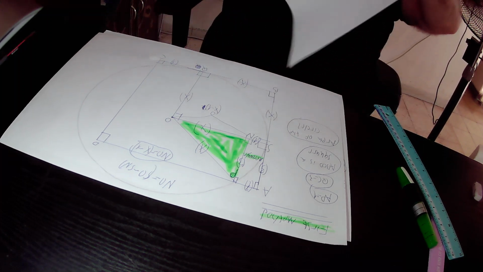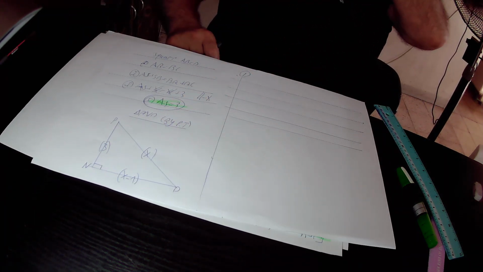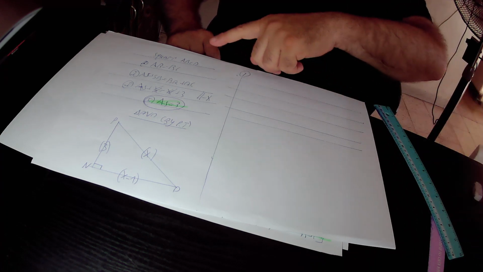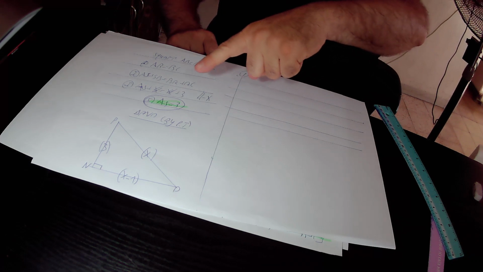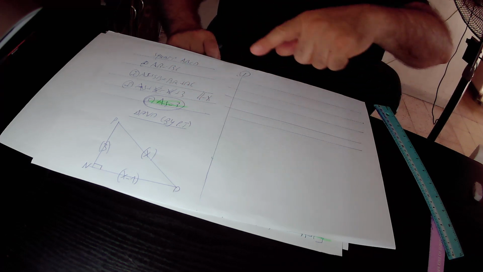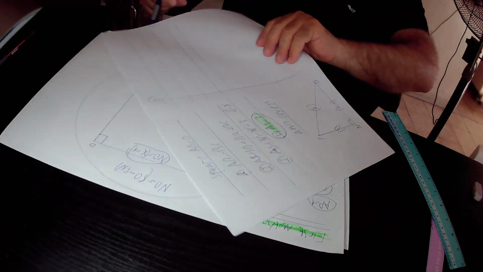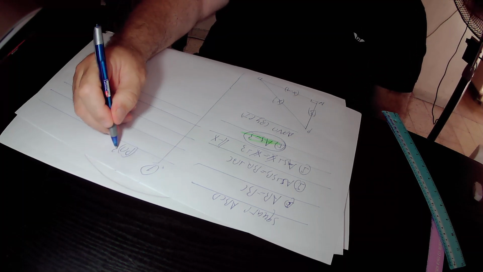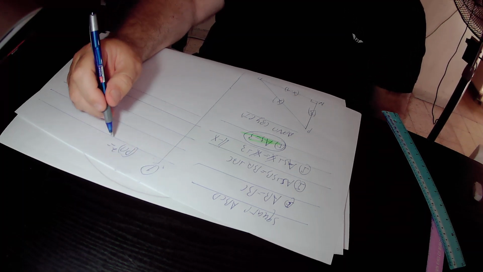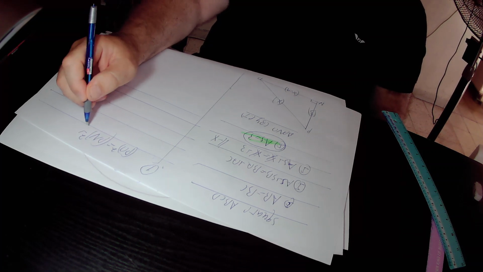So actually, this is the right green triangle PNO that I copied from the original drawing. According to the Pythagoras theorem, in this right triangle PNO, PO square, that is the square of the hypotenuse, equals PN square plus NO square. So I write it down. PO square, that is the square of the hypotenuse, is equal to PN square plus NO square.